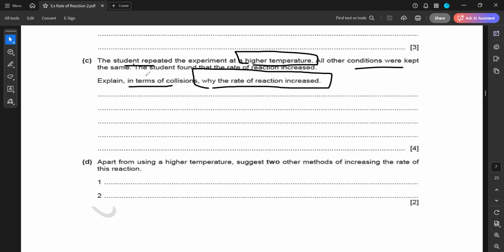What is the result of that? There will be more collisions in a unit time. Faster collisions, plus more particles having energy more than the activation energy. Like a greater proportion or number of the particles have energy more than activation energy. So eventually the rate will increase.